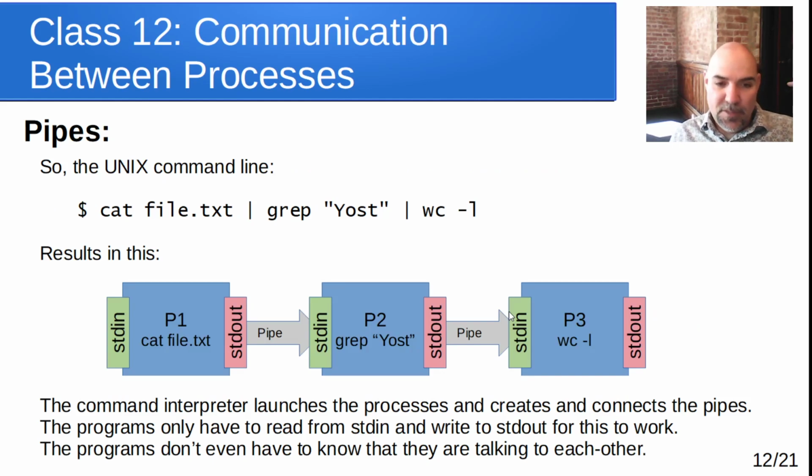So again, here's what that looks like from the process point of view. Standard in hasn't been reassigned, but out gets piped to in. Out of grep gets piped to in of word count -l, wc -l, and the output of that just goes to the console.